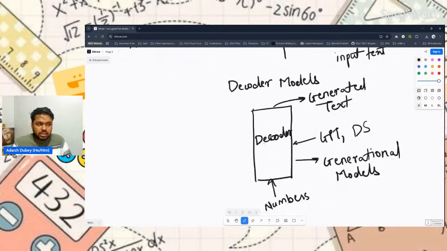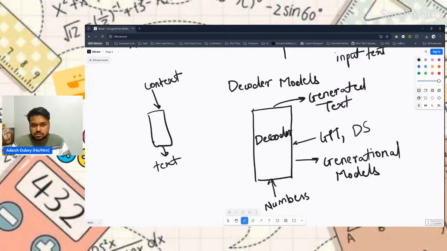And then there are decoder models. Decoder models, or you can call them generational models, take in some context, some numbers, and then they produce some text. So if it is text to context, it is an encoder or representational model. If it is context to text, it is a decoder or generational model.